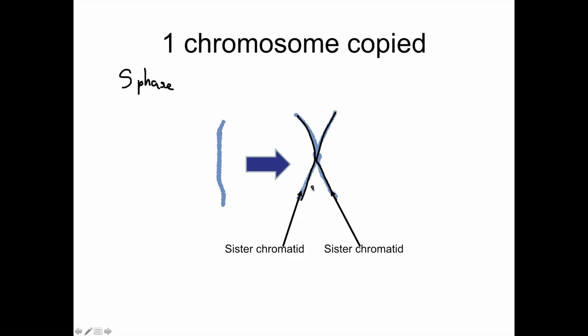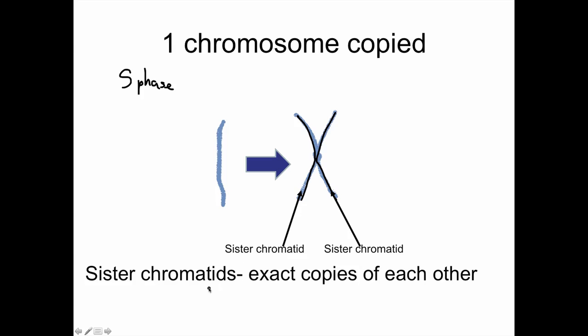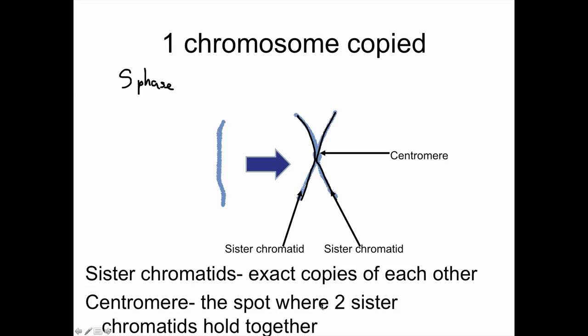So whenever you have chromosomes stuck together and they are exact copies of each other, we call each copy a sister chromatid. So you'll define this as well, either in your box or on the side of the box. So sister chromatids are exact copies of each other. The point where they are attached together, that's called the centromere. So again, defining the spot where two sister chromatids hold together is the centromere there. Okay, so this is super, super important here. Make sure you understand this.